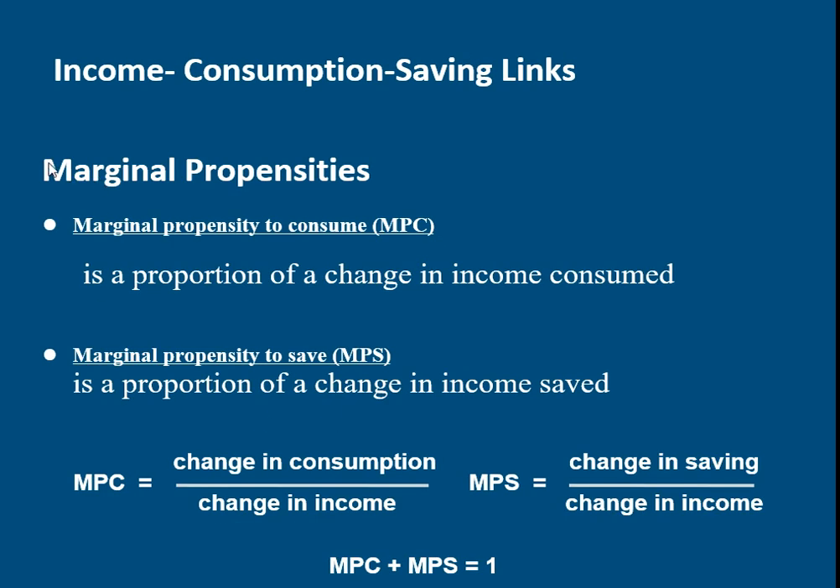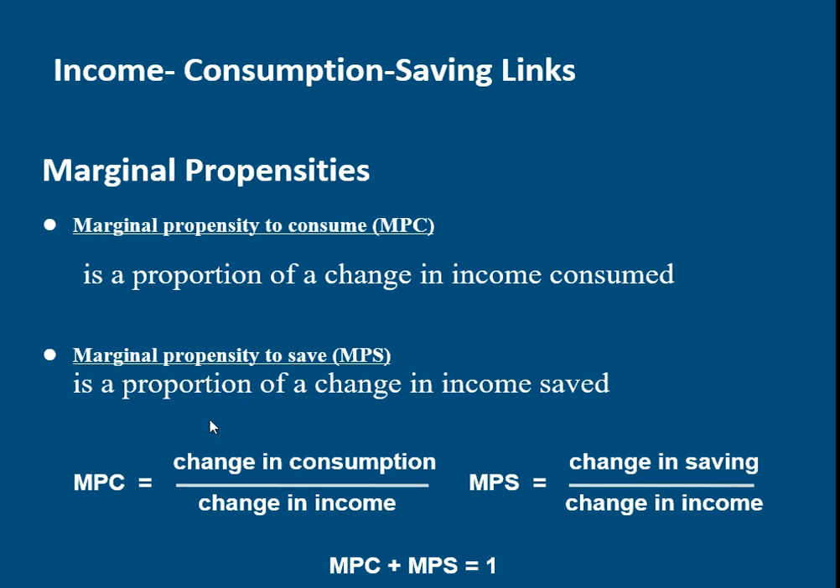Now let's discuss marginal propensity to consume, which is the proportion of a change in income that is consumed. Marginal propensity to save is the proportion of a change in income that is saved. MPC is equal to change in consumption divided by change in income, and MPS is equal to change in saving divided by change in income. And both of these will give us our total change in income.